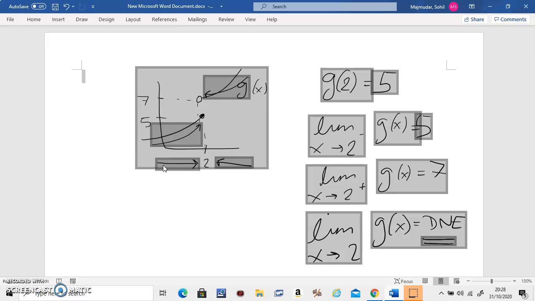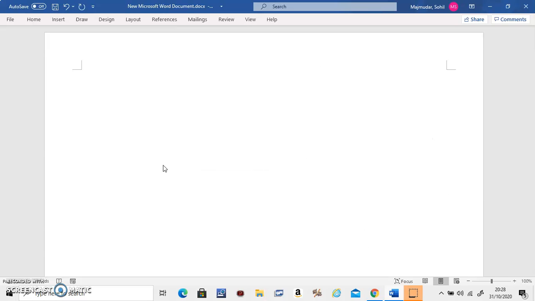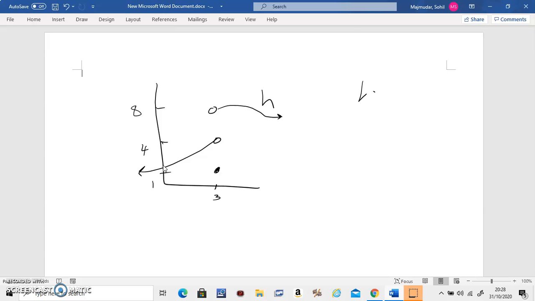Okay, let's do one more quickly. I'll give you one more graph. This one. The dot is here. Let's take another point now. Say this is 3, this is 1, this is 4, this is 8. So first question, let's say this is h now. So the question is, what is h of 3?